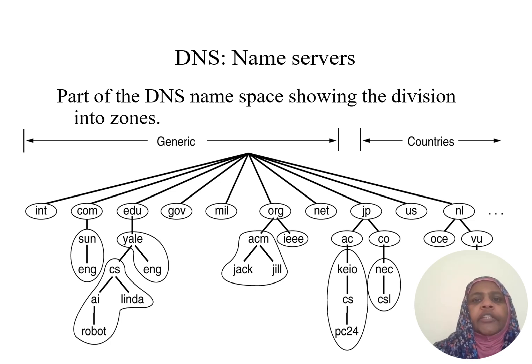It can be divided into zones. For example, the computer sciences department in Yale University, .edu, can have its own name server, while Yale can have its own name server. .edu is the domain name of the root domain server.